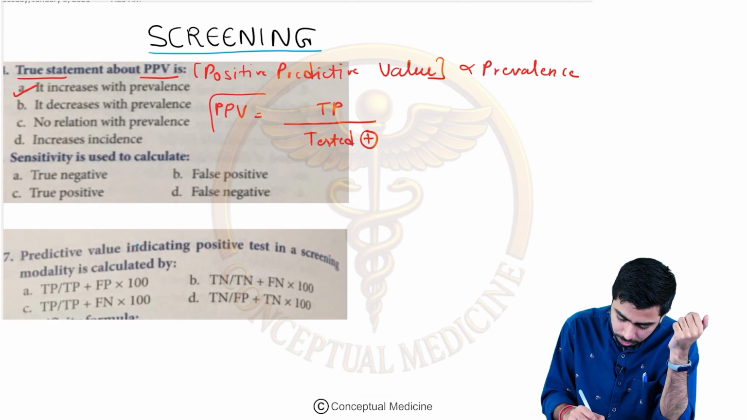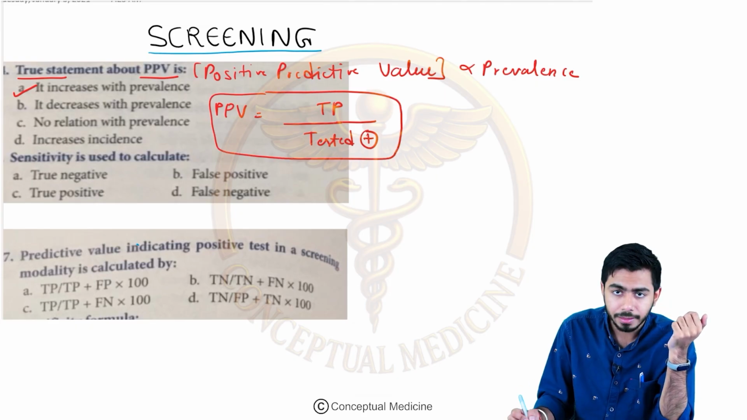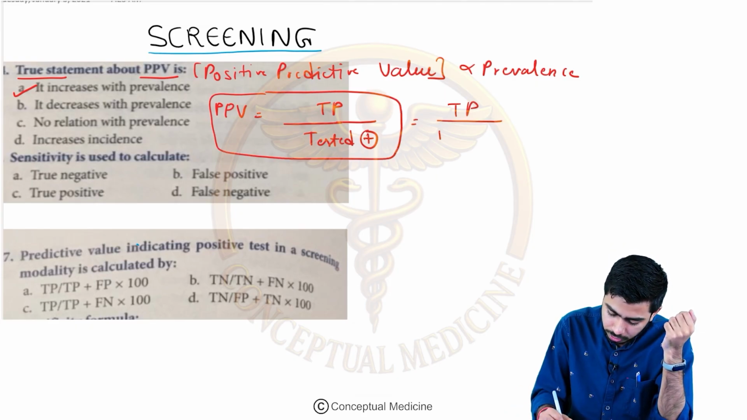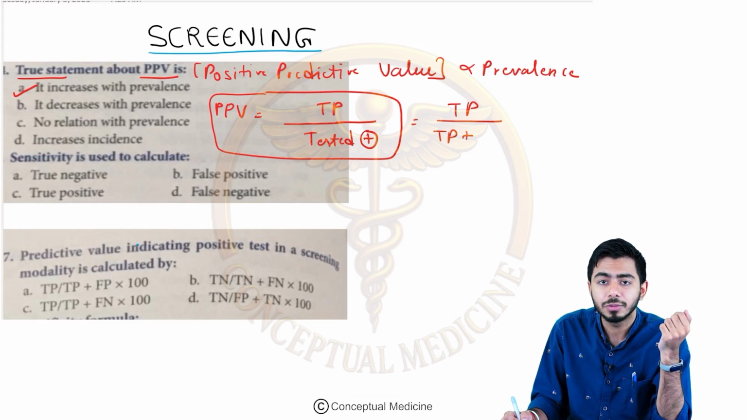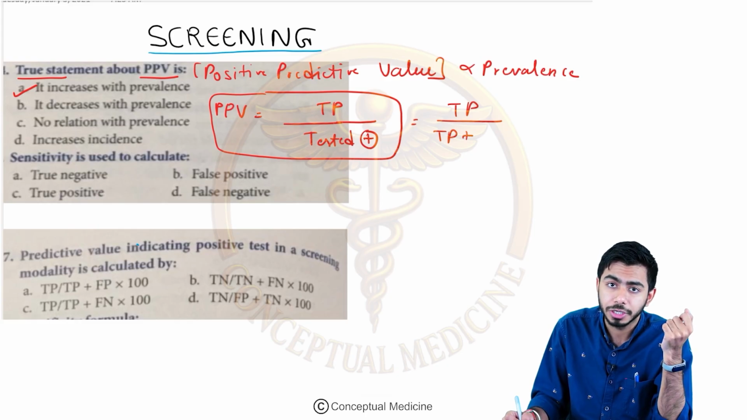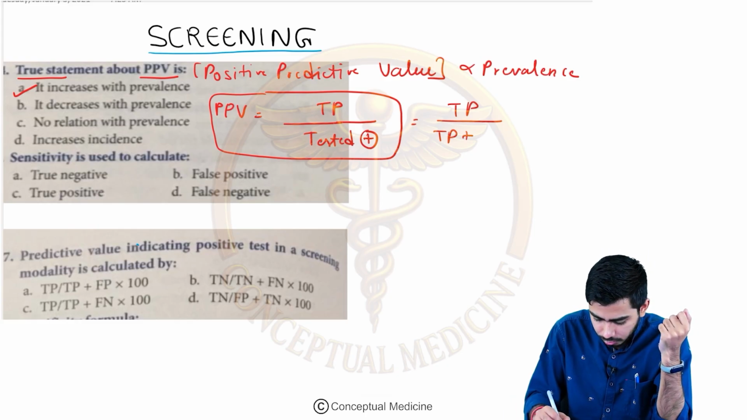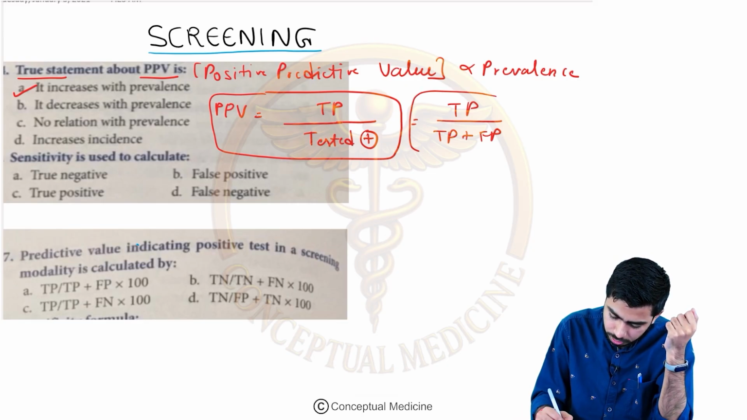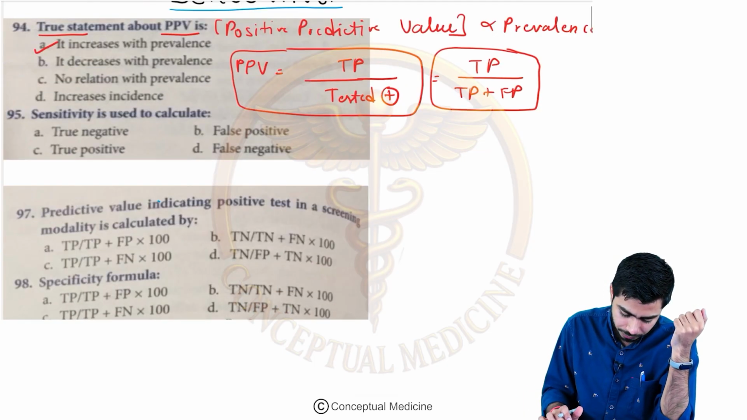Either they can ask you the formula also. So this would be the formula: true positive divided by true positive plus false positive. So that could be your formula. Understood, right? Anyways, next question.